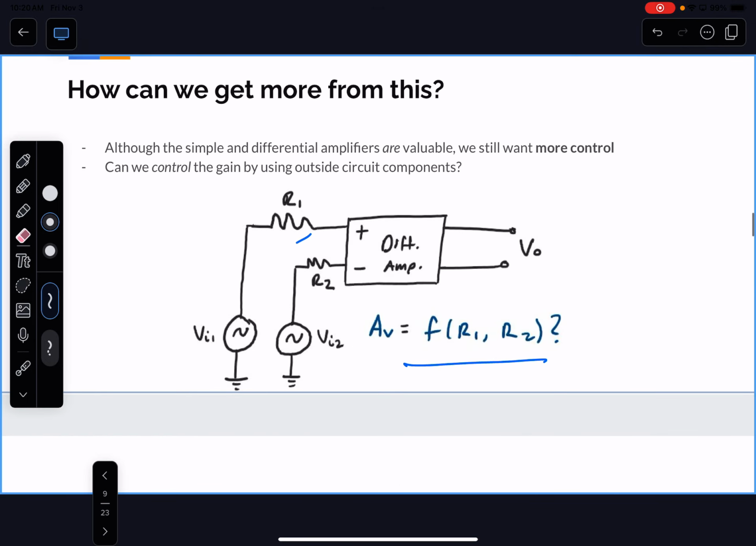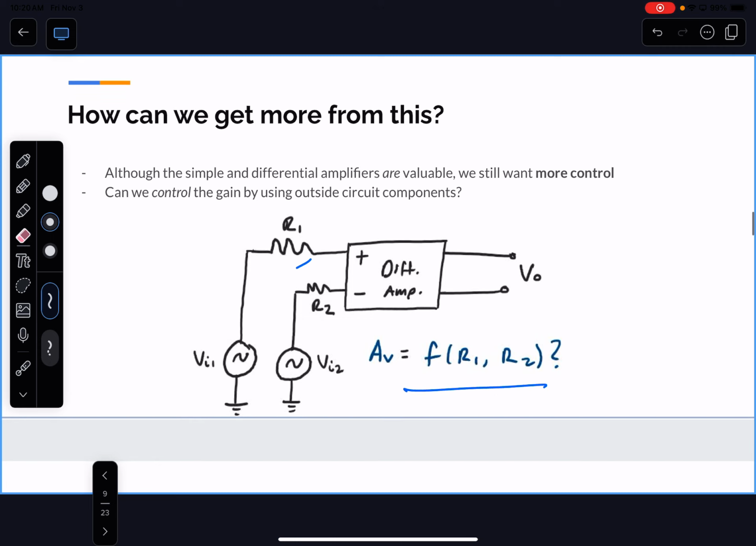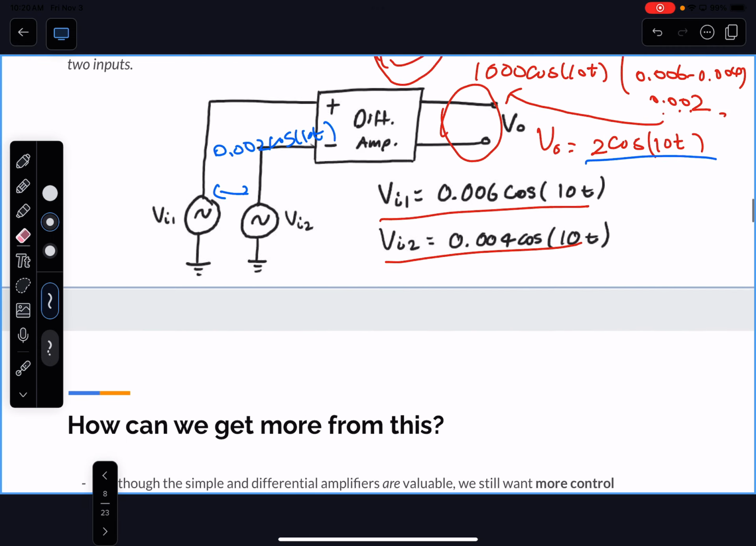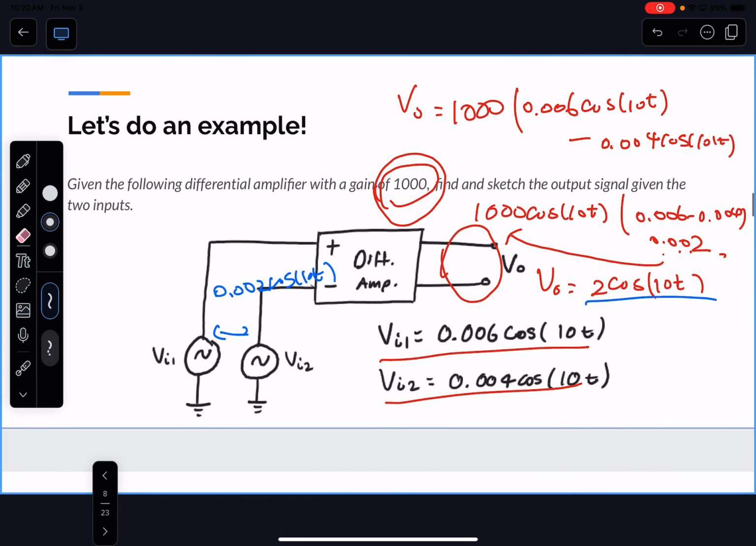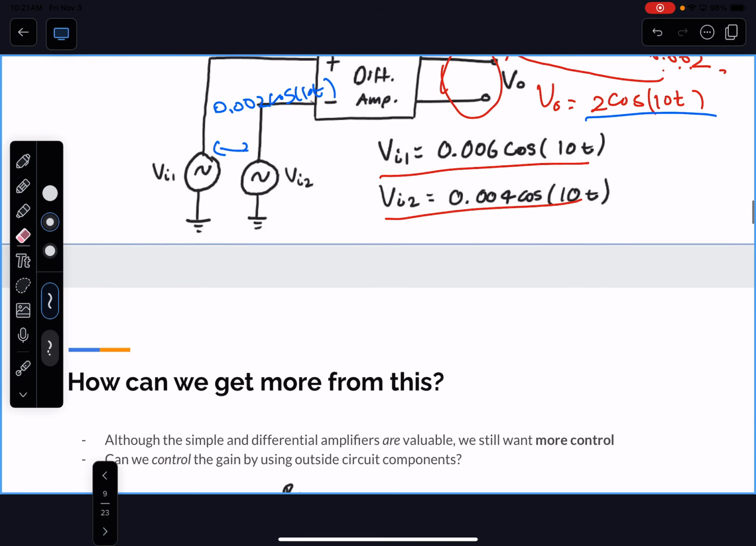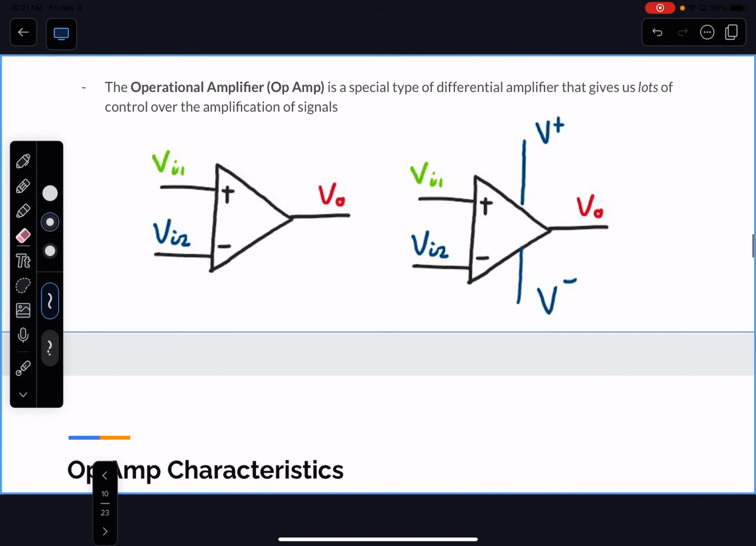Oh, question. Is it possible to use this? Is it called operational? This is just differential. We haven't gone to operational yet, but I will talk about it in a second. Is it possible to use a differential amplifier with only one input signal? Well, differential amplifier is all about the difference, right? So if the other port is wired to the ground, then yes. So, does that answer your question?